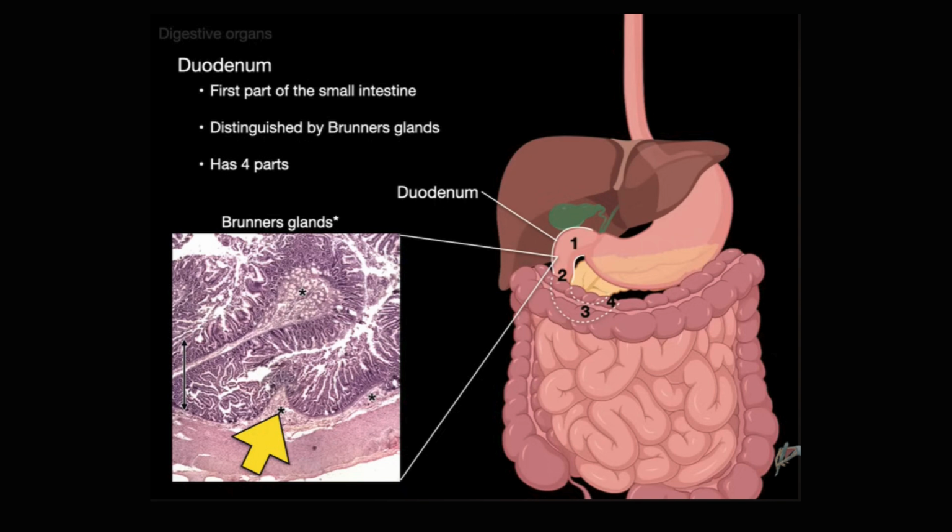Looking at the first part of the small intestine, that is where the duodenum is. It is distinguished by the presence of Brunner's glands. These Brunner's glands produce bicarbonate-rich mucus into the lumen itself, which neutralizes the acidic chyme, preventing the acid from damaging the duodenum itself.